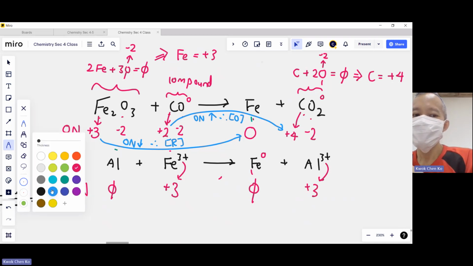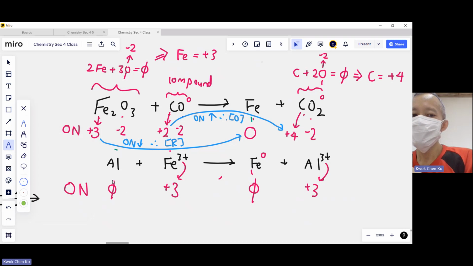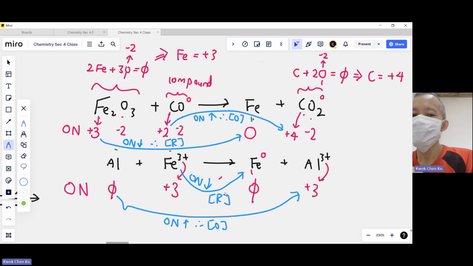And then by now, I think it's quite easy to tell. Aluminium, compare aluminium with aluminium. 0 to +3. So for your explanation, you write ON increases, therefore oxidation. Okay, for this one, likewise, ON decreases, therefore reduction. Okay, that's the explanation using ON. Chloe, right? Yeah, piece of cake.